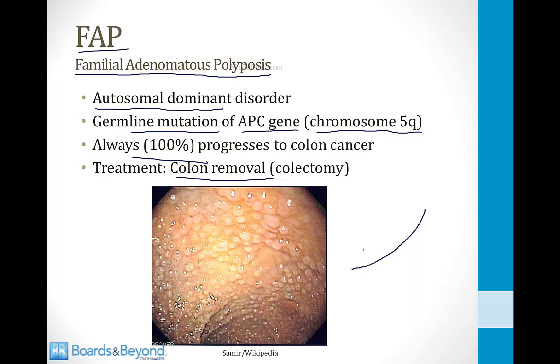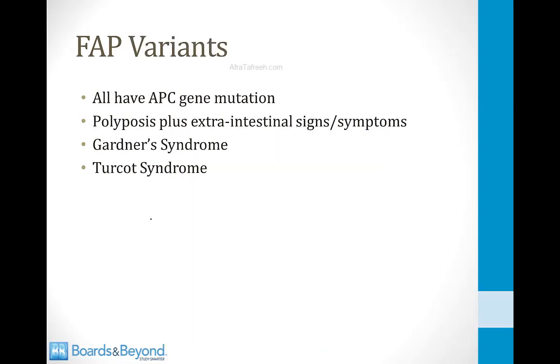Shown on the screen is a colonoscopy image of a patient with familial adenomatous polyposis, and you can see numerous polyps throughout the colon, and that is typical of this disorder. There are a number of FAP variants. These are syndromes that all involve an APC gene mutation. They have polyposis of the colon plus extraintestinal signs and symptoms. And there are two FAP variants you should know as a medical student. First one is Gardner's syndrome. The second one is Turcotte syndrome.